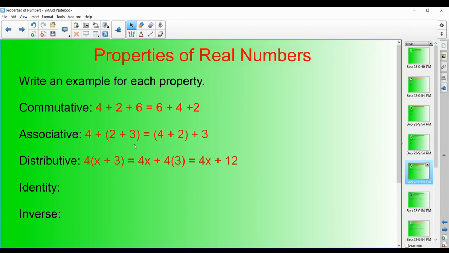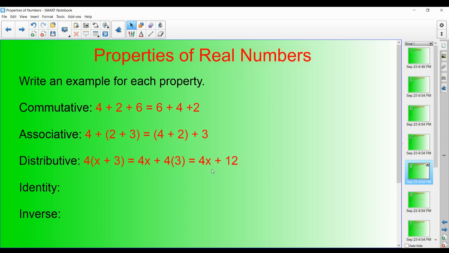Now the distributive property is going to help us when we solve. So 4 times the quantity of x plus 3 is 4 groups of x plus 3. So we have 4 groups of x, and we have 4 groups of 3. And we can rewrite this as 4x plus 12. So we distribute and we multiply the number on the outside by each term so that we show how many groups of each term we have.